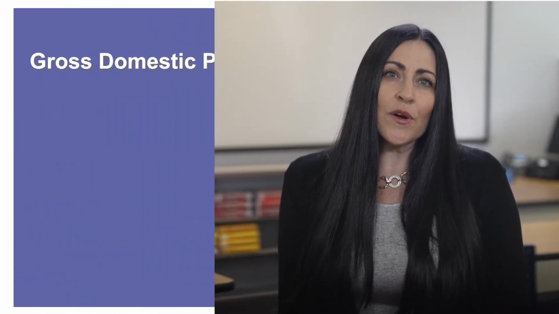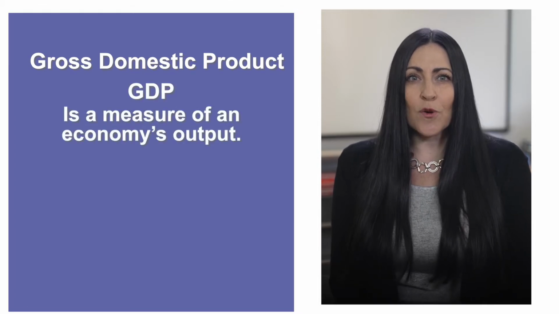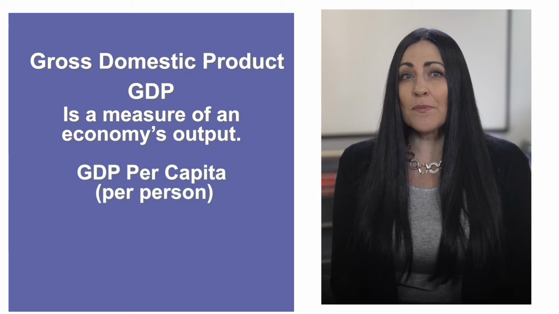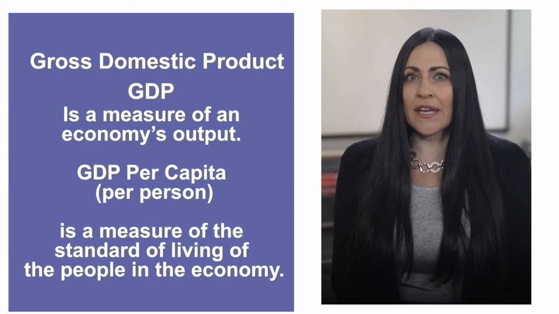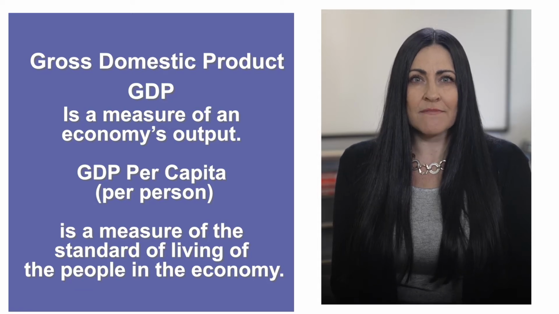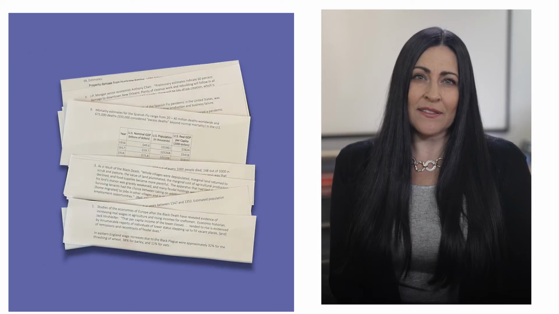Use the debrief to reinforce economic terminology and concepts. In this case, the importance of understanding the distinction between the output of an economy and the standard of living of its people. Gross domestic product, or GDP, is a measure of an economy's output, while GDP per capita, or per person, is a measure of the standard of living of the people in the economy. This helps explain some of the seemingly conflicting evidence in the clues.